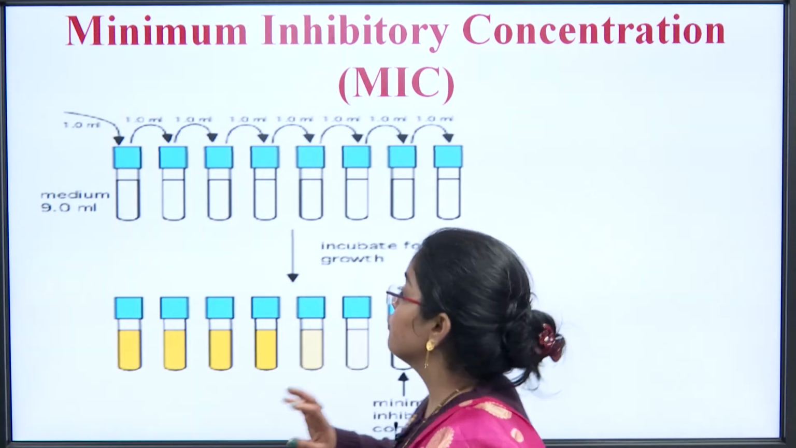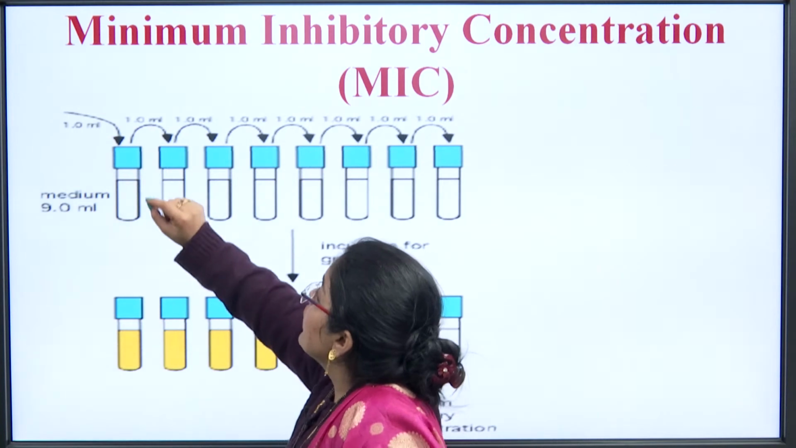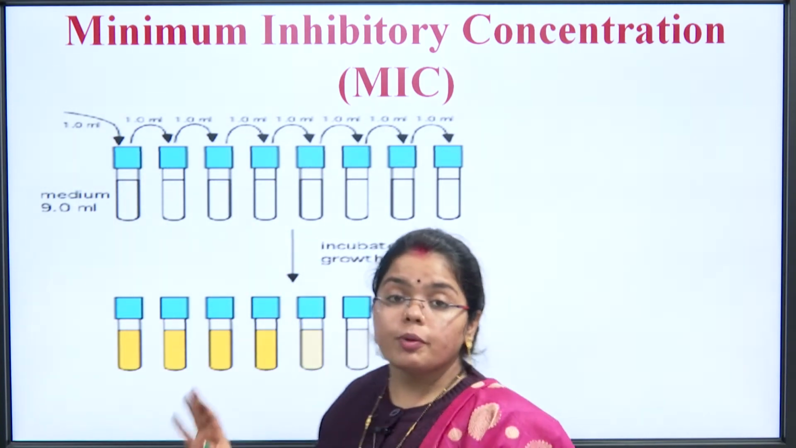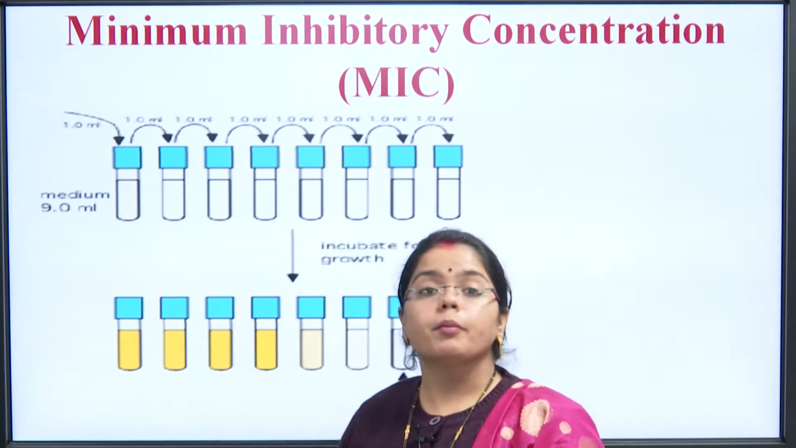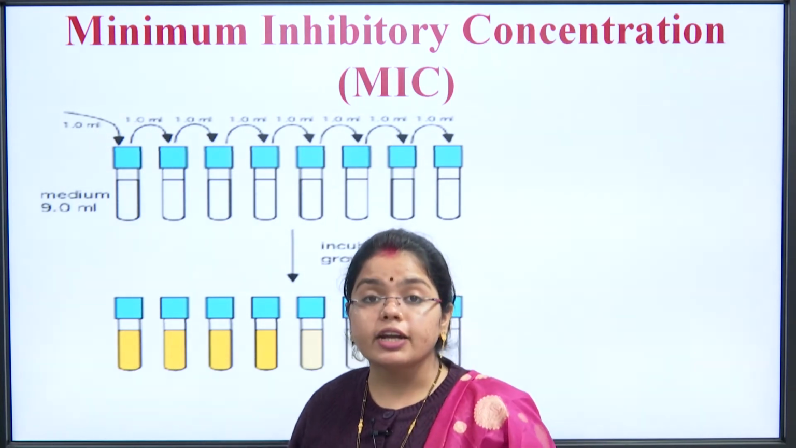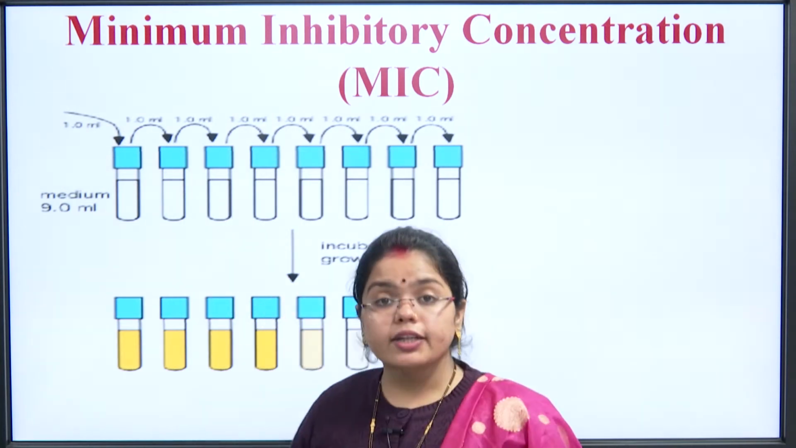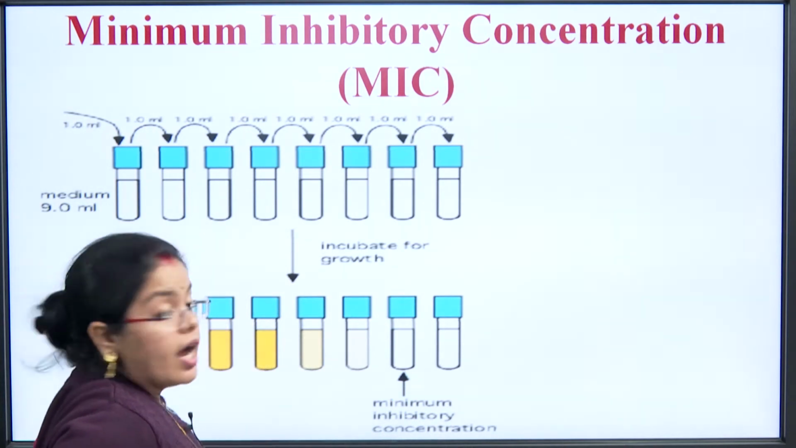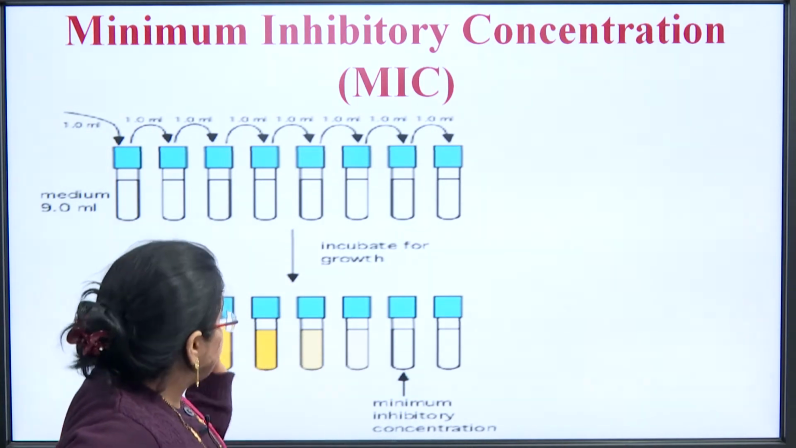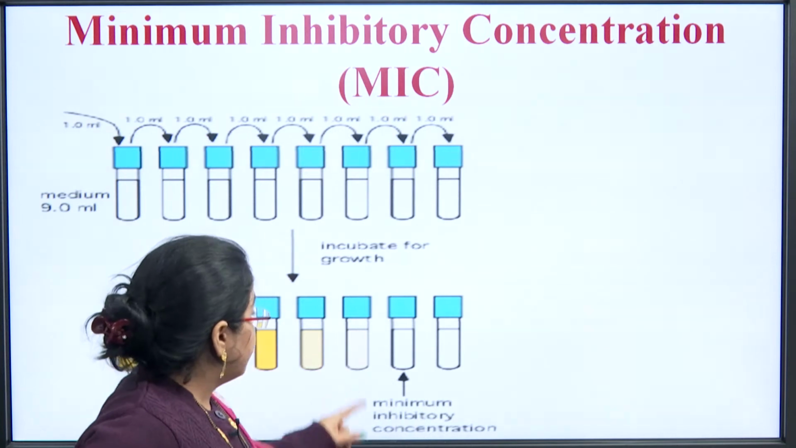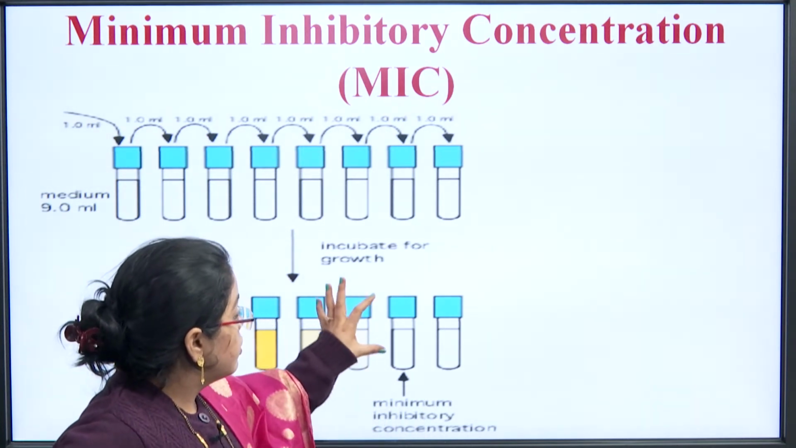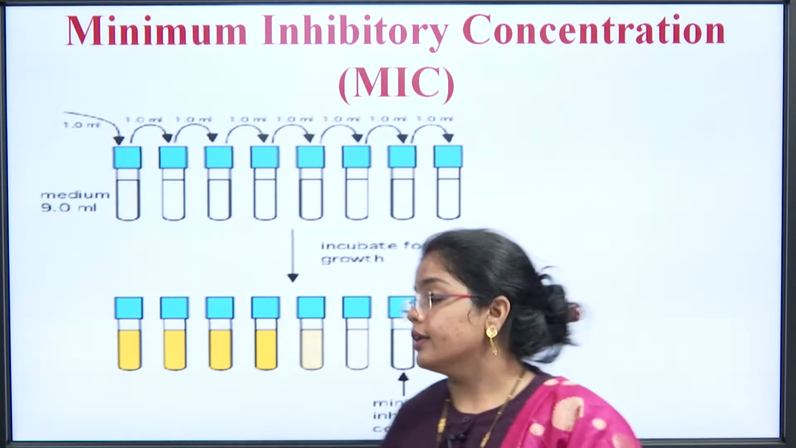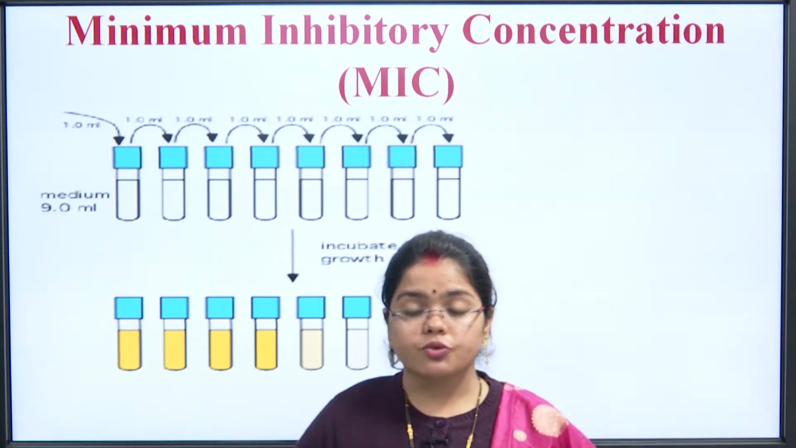For that purpose what we do is we add a very little amount of antibiotic and then we incubate for growth. Incubate for growth means that we provide a proper environment for the organism to grow, so that we can find out whether the substance has affected the organism or not. The result obtained was: it was highly turbid, turbidity was lessened, and then there was a condition where the solution was completely clear. Where the solution was completely clear, that was the minimum inhibitory concentration.